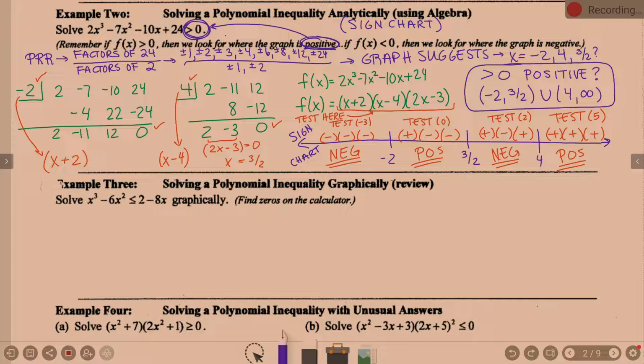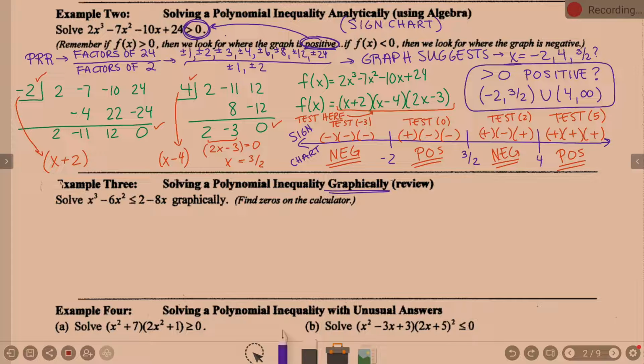Example 3, solve a polynomial inequality graphically. And notice it does say review here. So, get technical. We've done this. But we're looking graphically. Now, as we look at x cubed minus 6x squared less than or equal to 2 minus 8x, what are we going to have to do first? Can't graph it quite yet. Why can I not graph it yet? It's not equal to 0. Or in this case, less than or equal to 0.